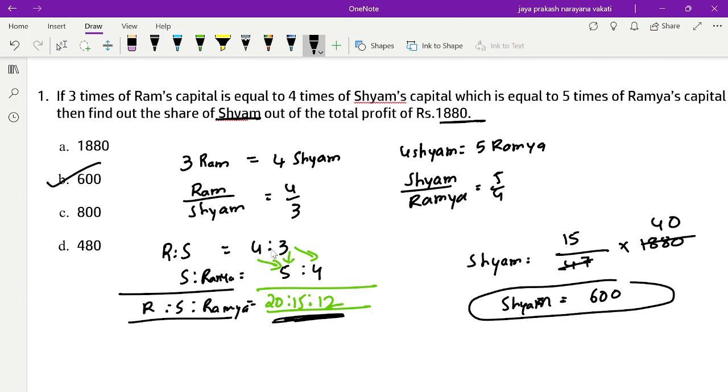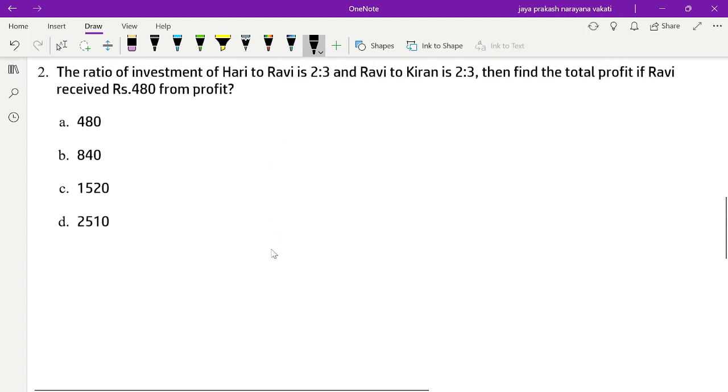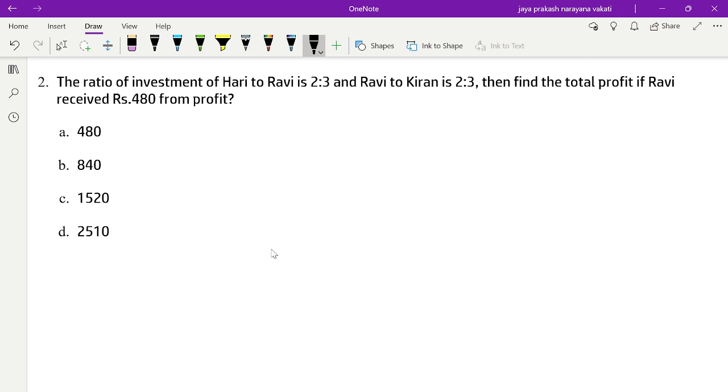Now we will move on to our next problem. This is our second problem. The ratio of investment of Hari to Ravi is 2 is to 3, and Ravi to Kiran is 2 is to 3. Then find the total profit if Ravi received 480 from the profit.